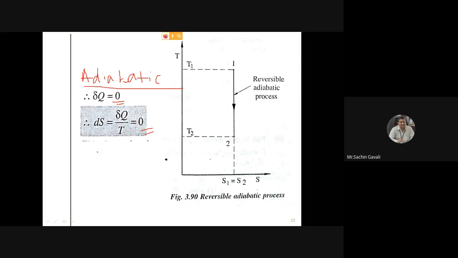There is no change in entropy, therefore S1 is equal to S2. Write down, for a reversible adiabatic process, dq is equal to 0, and therefore delta S is equal to dq by T is also equal to 0. Therefore entropy change is not there, and entropy remains constant.